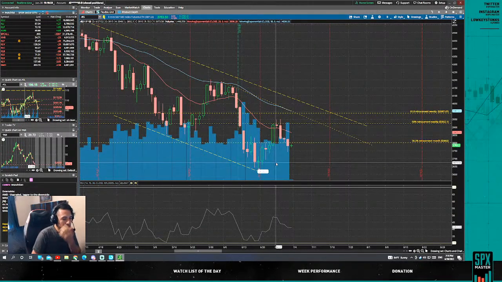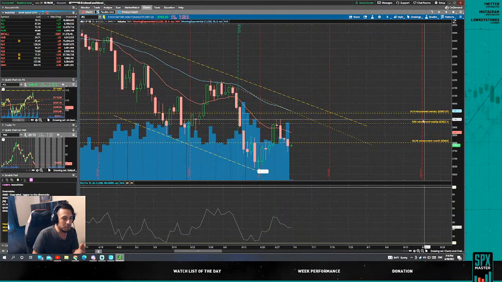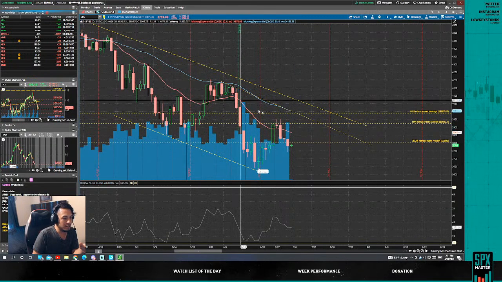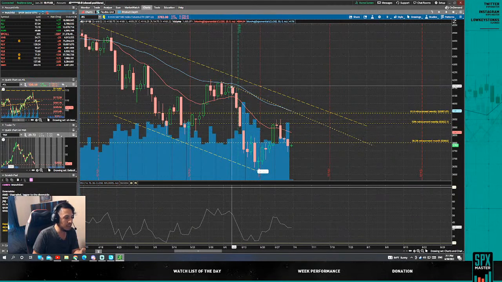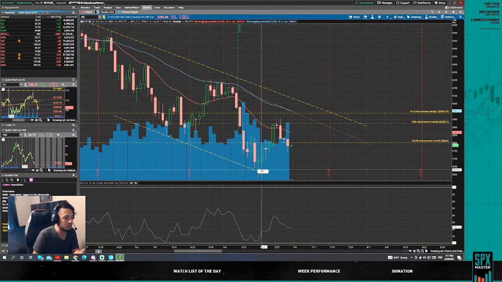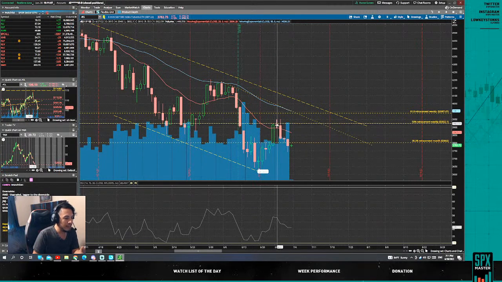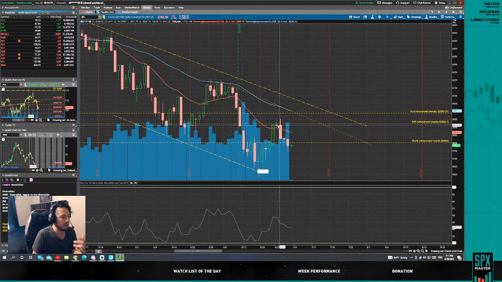Now looking at this, I'm looking at this from a perspective that the 50% and the 618 right here are bear retracements, meaning that we made that from the last swing high to the last swing low. We're coming up and basically rejecting at the halfway point of what has just happened in the market.